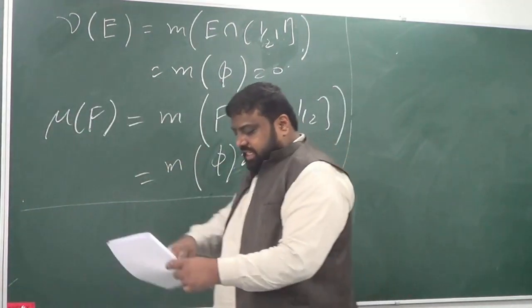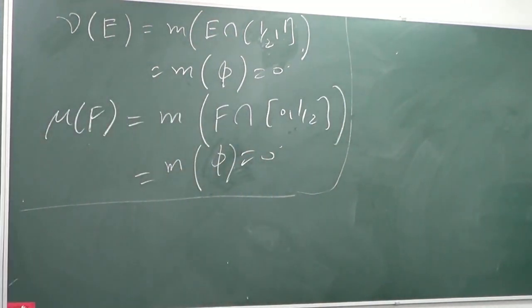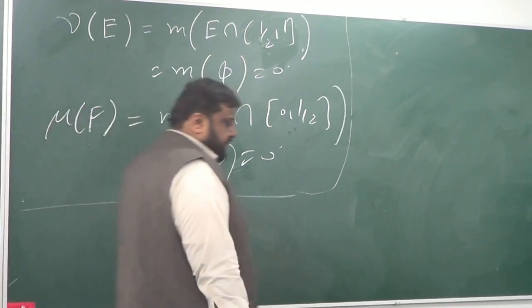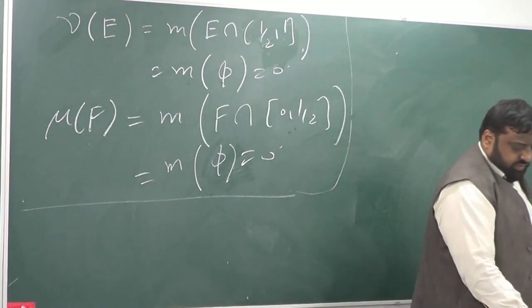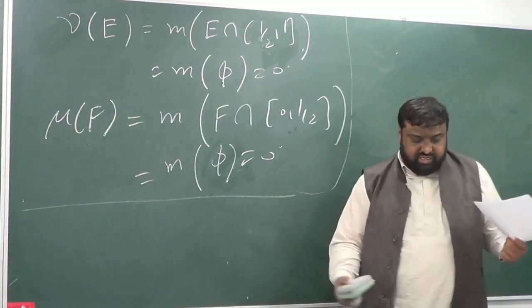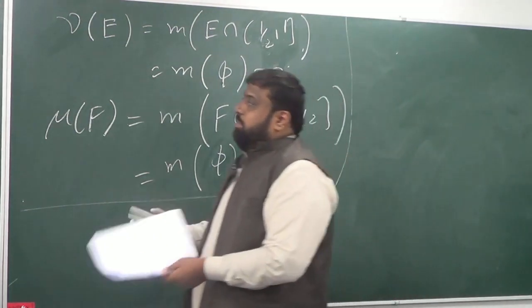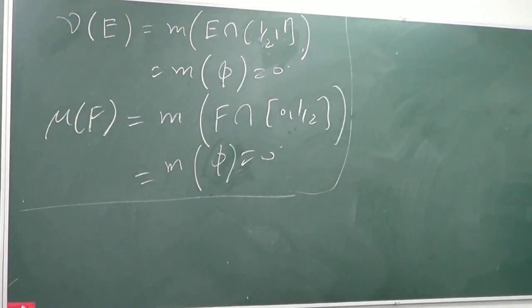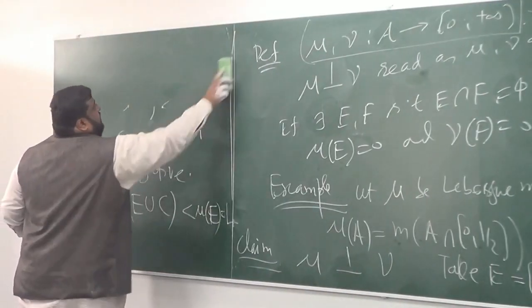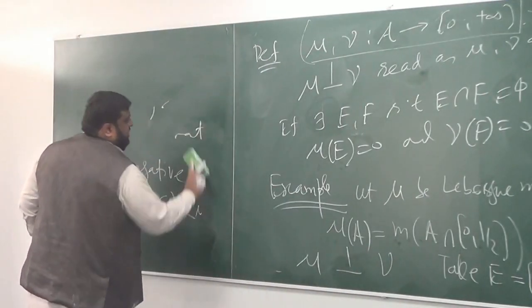That's an example. There's another example you can go through for yourself if you wish, because I think this is a simple example of a measure being singular to another measure. Now let's do this final result and end this chapter, and we'll break afterwards. The final result is called the Jordan decomposition theorem.